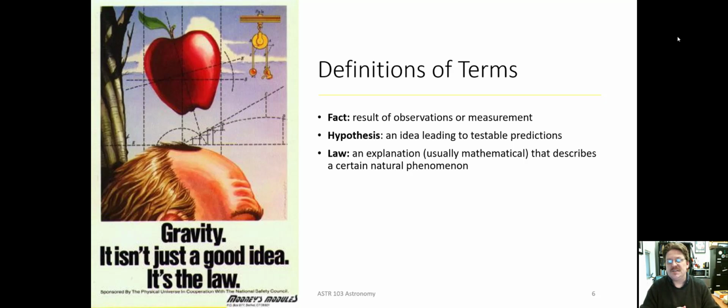Next is a hypothesis. Essentially, a hypothesis is a guess. More specifically, it's an educated guess. What's most crucial about a hypothesis is that it must lead to a testable prediction. So you must come up with an idea of how the universe operates and be able to test that idea if it is to be a valid hypothesis.